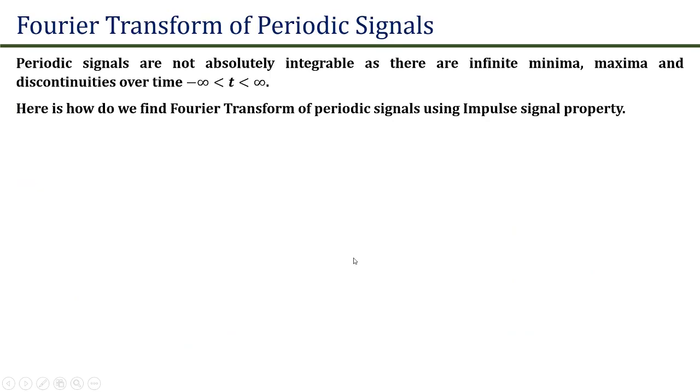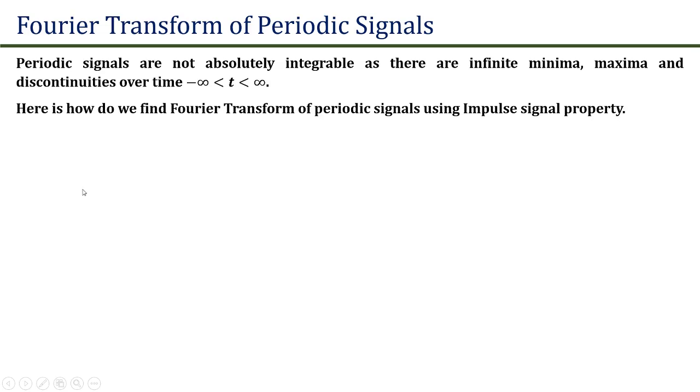Now let us consider the Fourier transform of periodical signals. Periodical signals are not absolutely integrable because there are infinite minima and maxima and discontinuities over the infinite time from minus infinity to plus infinity. Here is how we will be determining the Fourier transform of periodical signals using the impulse signal property.